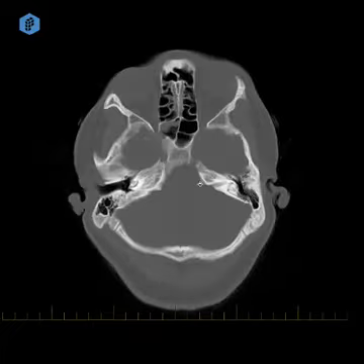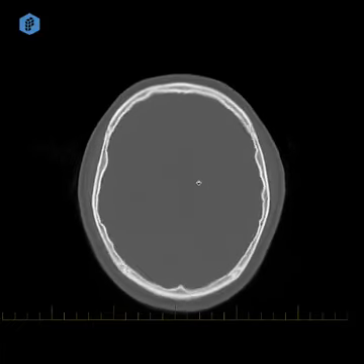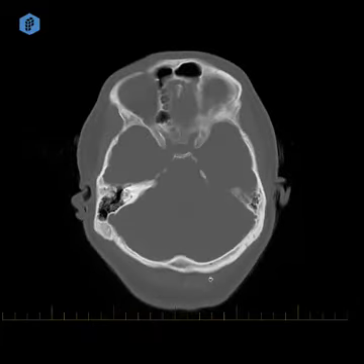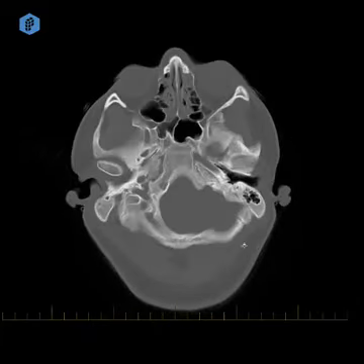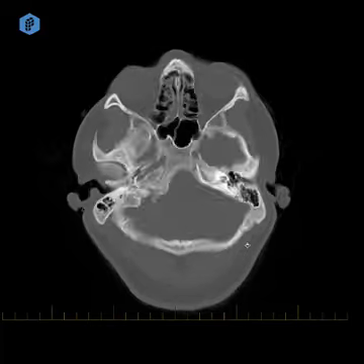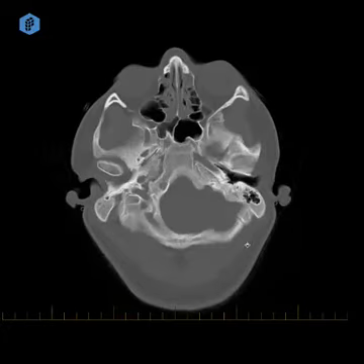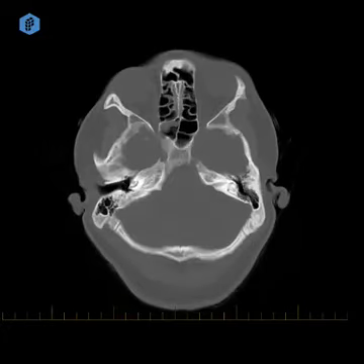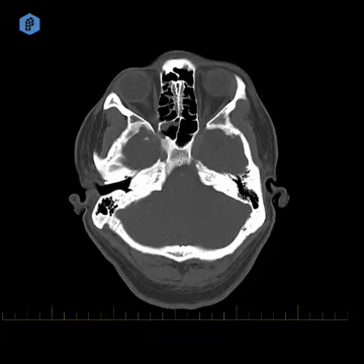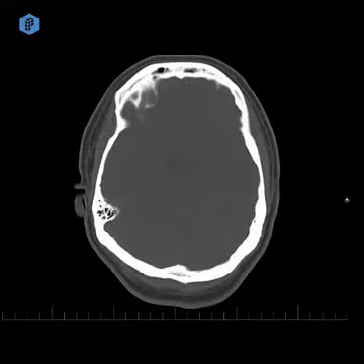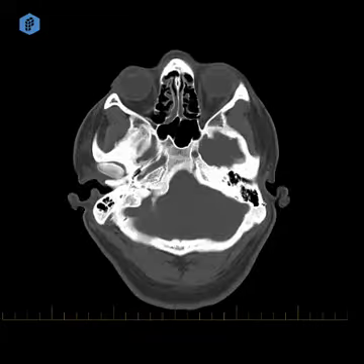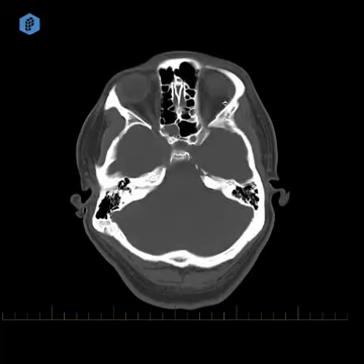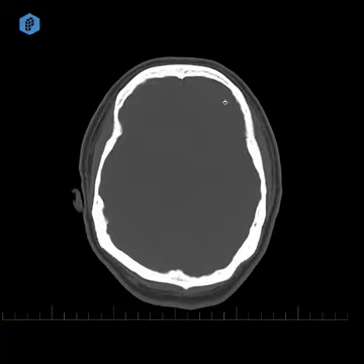In the setting of trauma, we look for fractures, obviously, and we also look at the sinuses, because a lot of times when patients present to the ER with headache, sinusitis is actually the main cause of their symptoms. I look at the soft tissues and see if there's any scalp laceration or hematoma. And the orbits, to see if they're intact. And that's pretty much it. And that is the CT brain in about 2 minutes.